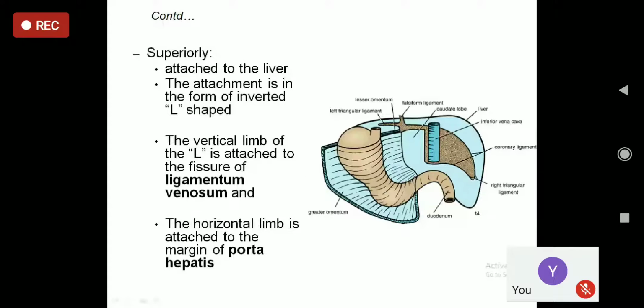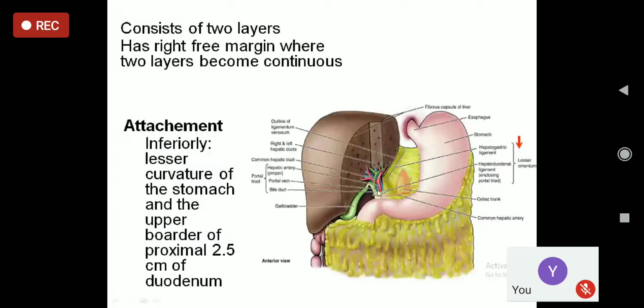The superior attachment to the liver is in the form of an L-shaped structure. The vertical limb of the L is attached to the fissure for the ligamentum venosum, and the horizontal limb is attached to the porta hepatis. So this is the vertical limb, and this one is the horizontal limb, which is attached to the porta hepatis. Here we can appreciate the porta hepatis. So, vertical limb and horizontal limb.